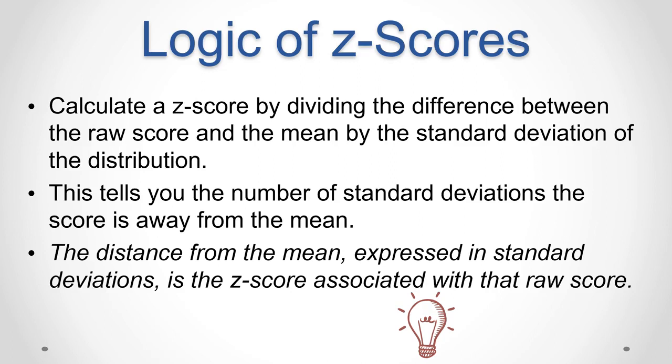A z-score is calculated by subtracting the mean from the data value and dividing by the standard deviation. This tells you the number of standard deviations that a score is away from the mean. The distance from the mean expressed in standard deviations is the z-score associated with that raw score.